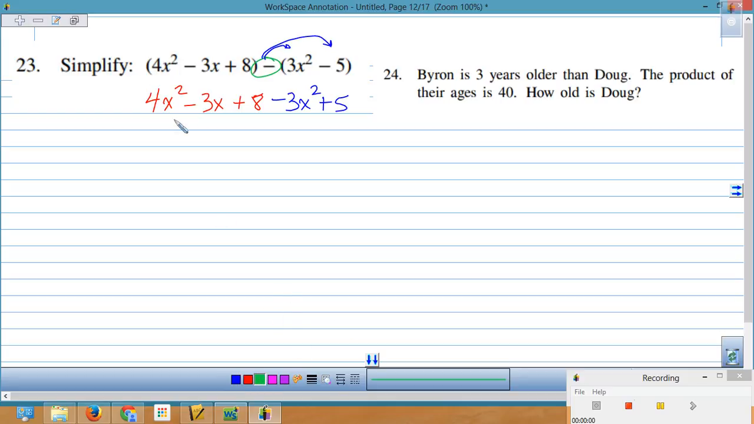And so then you find your like terms. 4x squared minus 3x squared is 1x squared. Negative 3x's, and there's nothing else to do, so you just bring it down. And then you have positive 8 and positive 5, same sign, so we add, and you get positive 13.